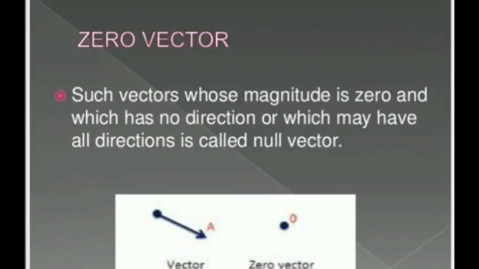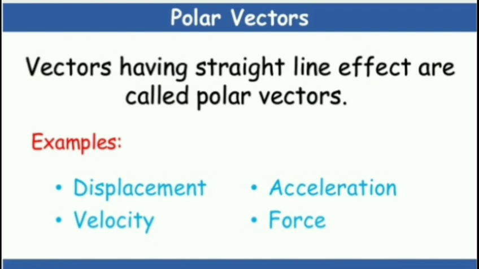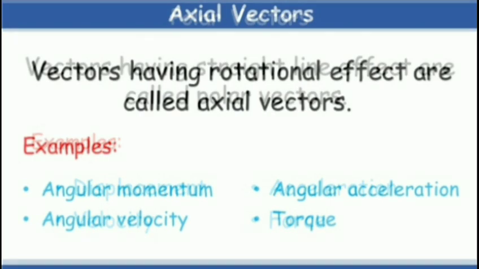Zero vector: such vectors whose magnitude is 0 and which have no direction, or which may have all directions, are called null vectors. Polar vectors: vectors having straight line effects are called polar vectors. Examples: displacement, velocity, acceleration, force.